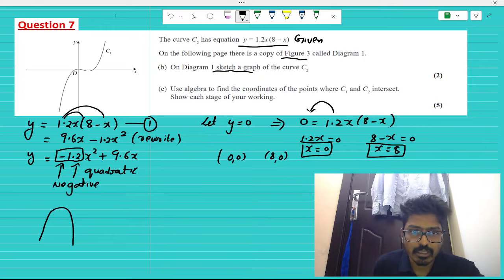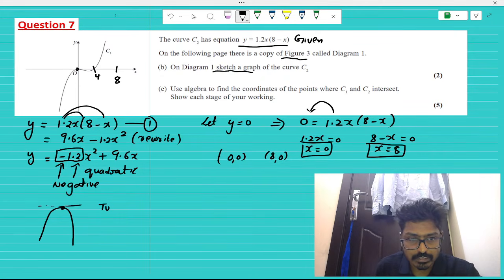So somewhere, this is 4, because it's mentioned in the previous part, and this would be 8. And we also need to know the turning point, because the graph is going to be a parabola, so it's clear, but we don't know the point where it is touching. This point we call the turning point. So we need to find y when x is equivalent to 4.